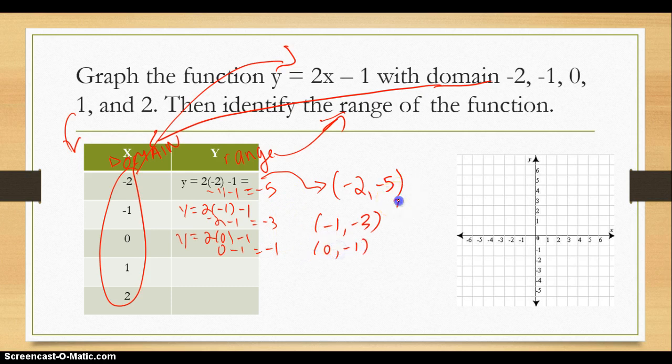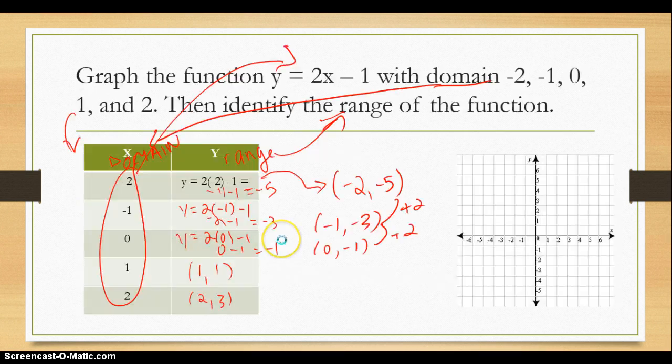Okay, so if we look here, it's increasing by 2. Increasing by 2. So we can automatically suggest that this value would be 1. So our value here would be 1, 1. And then when we plug 2 in, 2 times 2 is 4, minus 1 is 3, because remember it goes up 2. So our value here would be 2, 3.